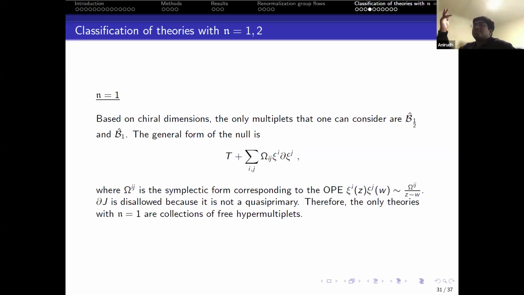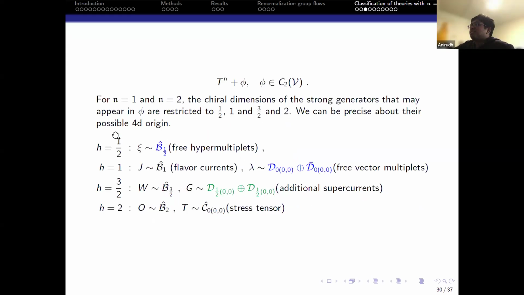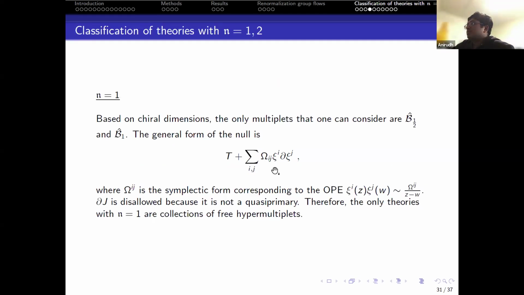Okay, so let's do the simplest example, N equal to 1. What can you write? From this list of operators that I wrote, you have to write objects which have weight equal to 2. This is the only thing that is possible in a way that this object is a primary, because nulls are supposed to be primaries. And that's it. There's no other option. So the only theory with N equal to 1 is the free hyper.